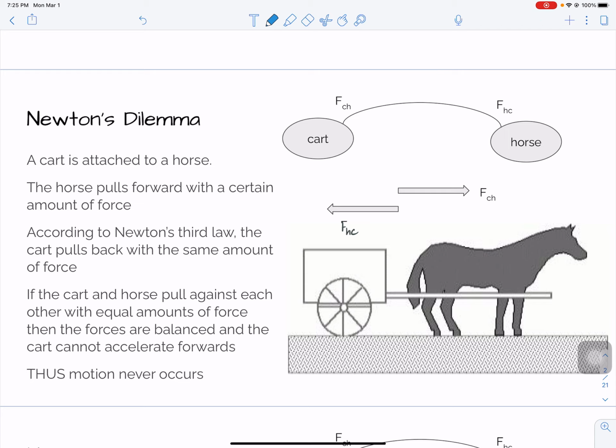So the dilemma goes something like this. A cart is attached to a horse, and the horse pulls forward with a certain amount of force. According to Newton's third law, the cart pulls back with the same amount of force.